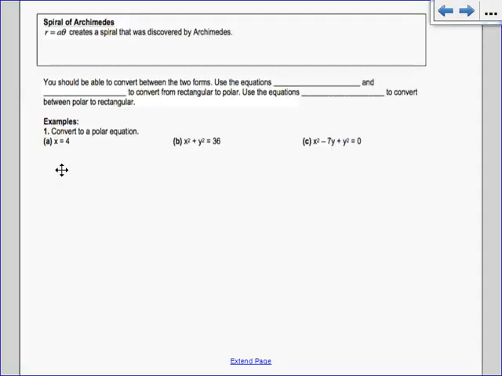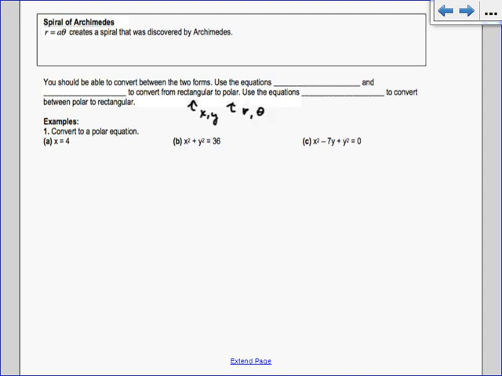Okay, this is the second part of lesson 27, which is still on polar coordinates. So you're going to be asked on your test to switch from polar to rectangular or from rectangular to polar. So rectangular is an equation that just has x and y, and a polar equation is going to be an equation that has r and theta.